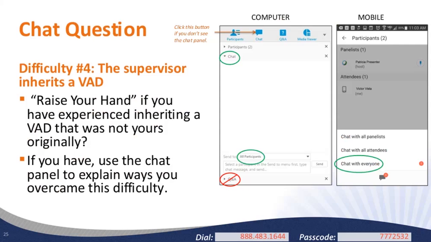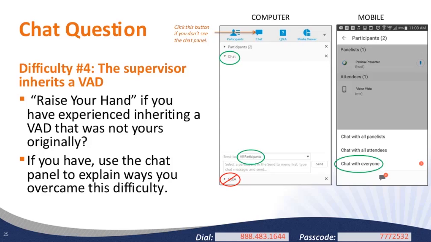So if you did inherit a VAD or moved into a project midstream, give us some ideas of the ways that you overcame this difficulty. How did you deal with inheriting the VAD? What strategies did you use? What questions did you ask? For those of you who have inherited a VAD, what did you do to overcome this?